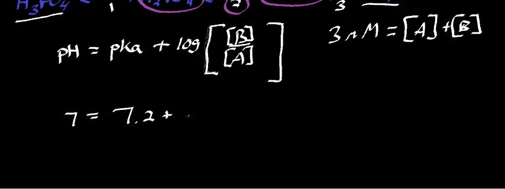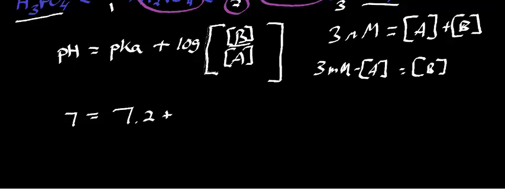So what I can essentially do is solve for one of the unknowns and get it in terms of the other unknown. So what if I was to subtract the concentration of A from both sides? Well, I would get the concentration of B. So I would get 3 millimolar minus the concentration of A is equal to the concentration of B. So now I have the concentration of B in terms of the concentration of A.